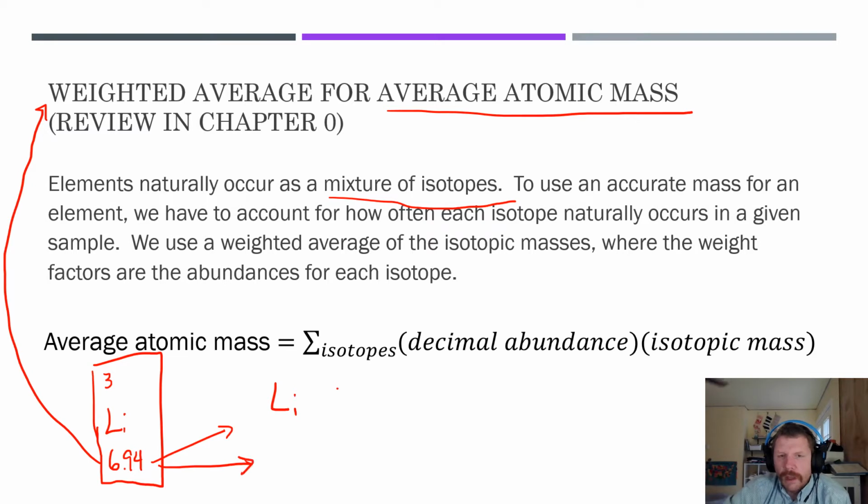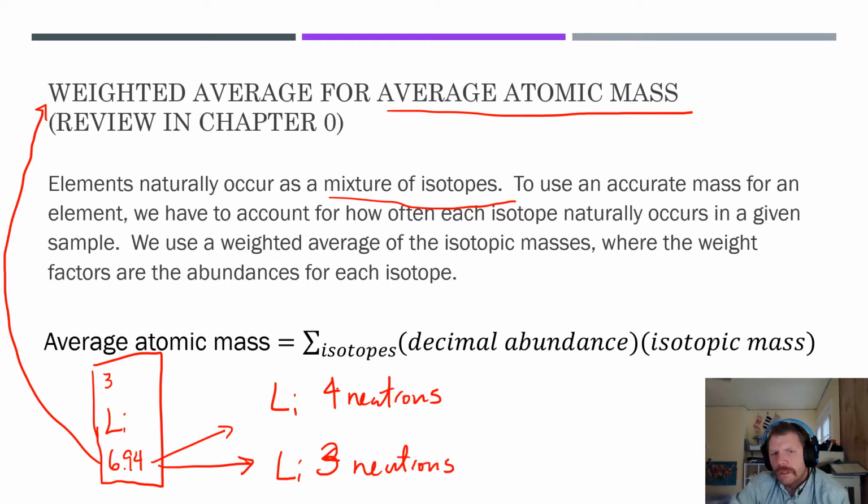The abundance of Li with 4 neutrons and the abundance of Li with 3 neutrons. So we have both of these different isotopes that are present in nature. The question is, is this 99.999% of all of the lithium, and this 0.01%? Or what is that exactly?